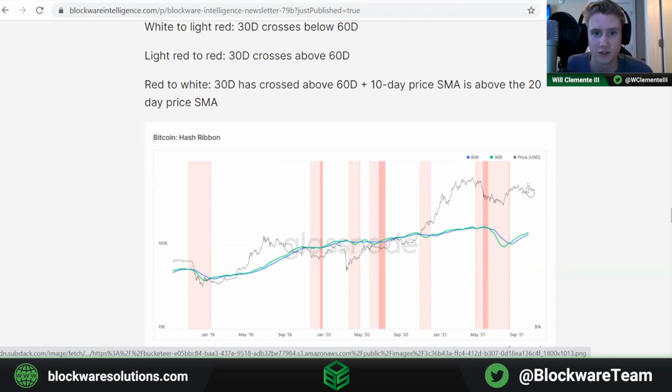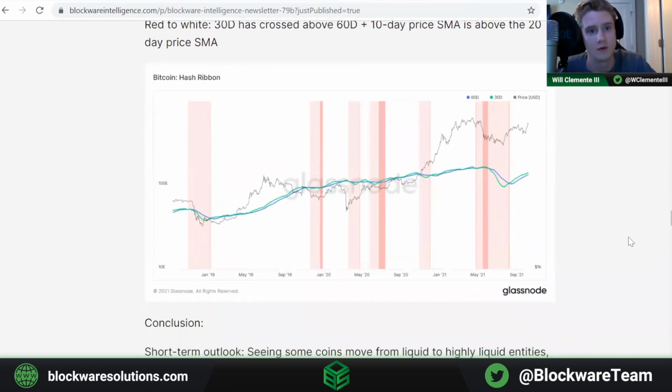And so what Charles did was he took the 30-day moving average of hash and the 60-day moving average of hash. And we're looking at when those two lines start to cross. So when the 30-day moves below the 60-day, that's when we move from the white to the light red. When we get this dark red area, that's when the 30-day moves above the 60-day. And then when we move from red to white, that's when that happens in confluence with the 10-day simple moving average of price along with the 20-day moving average.